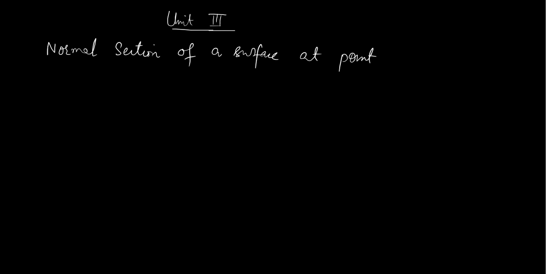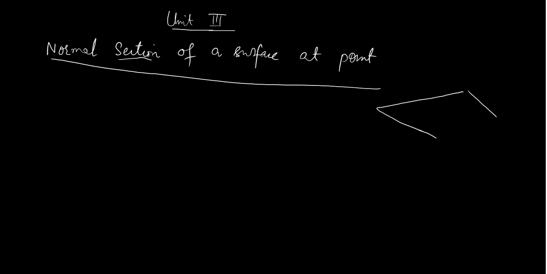Now, first the definition is given in your notes, so let's start with what we mean by the word section. You have a surface, any surface. For simplicity's sake, let us take a plane and intersect it with another plane. They will intersect in a curve.